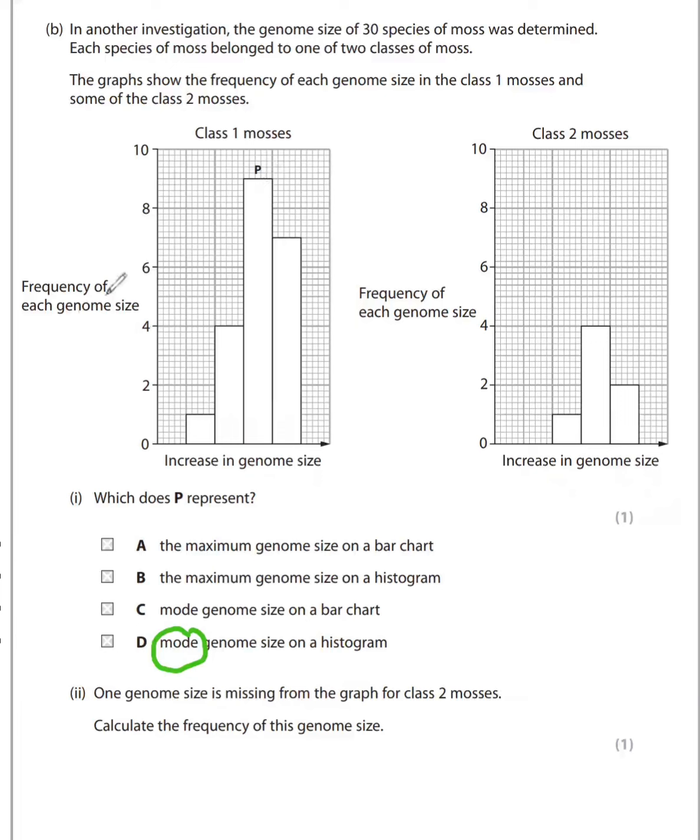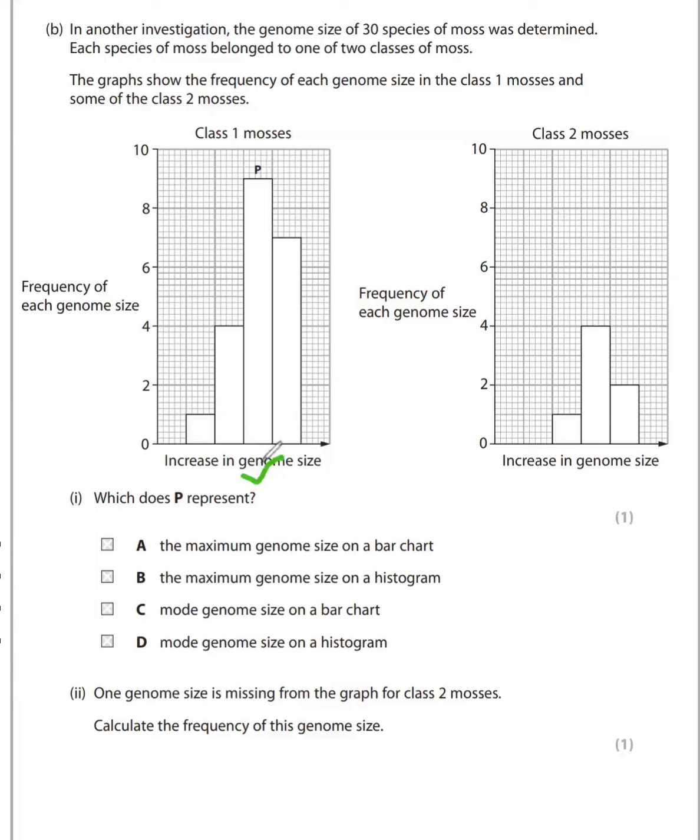So P is showing the highest frequency. That means it is found most frequently, and that's the mode. The mode is the value that appears most often in the set of data. So that's the reason the answer is mode, and obviously it is a histogram. So the mode of genome size. So you see, P is representing which genome size is most frequent.